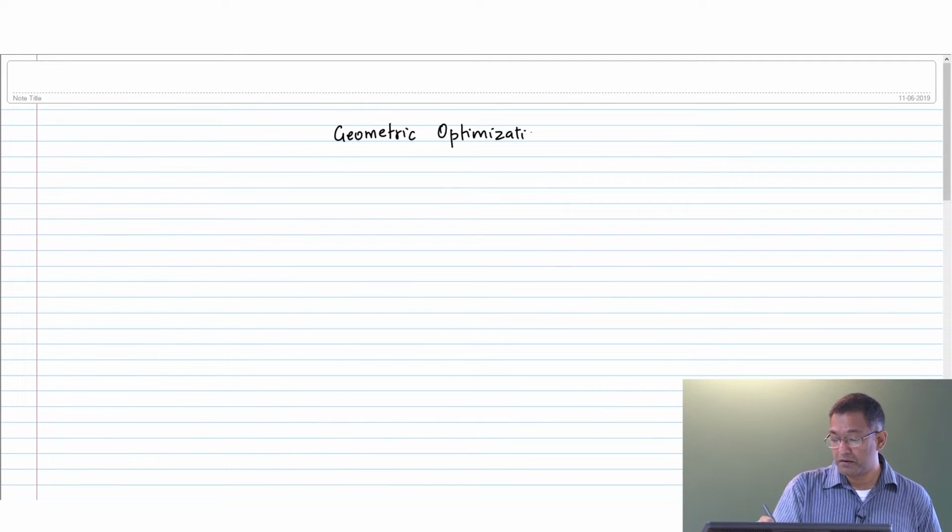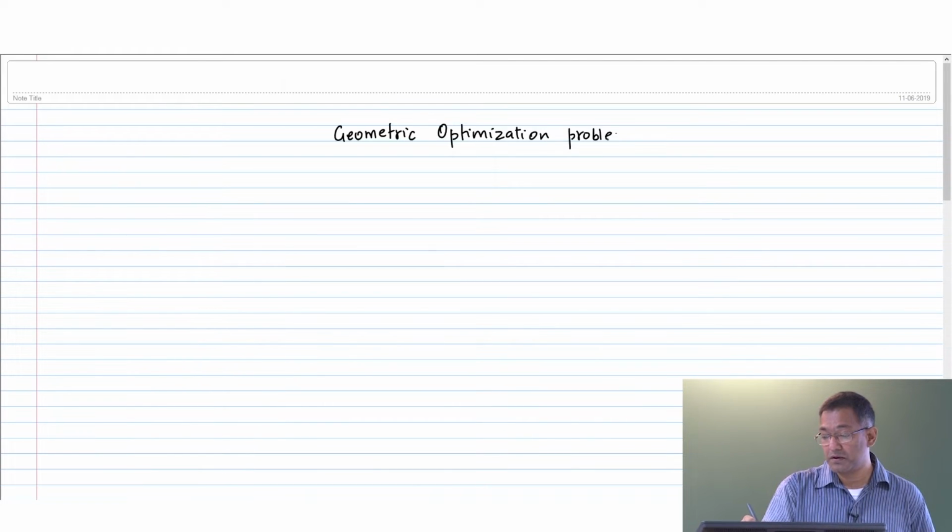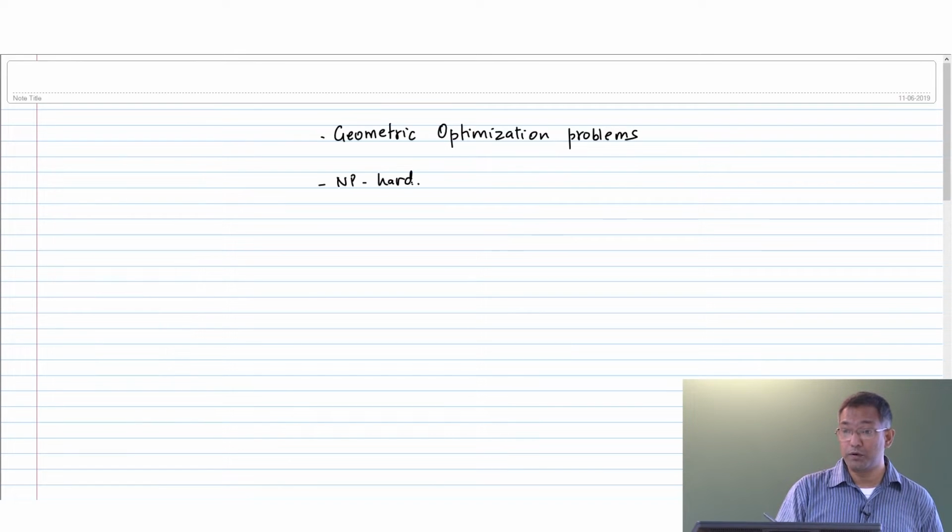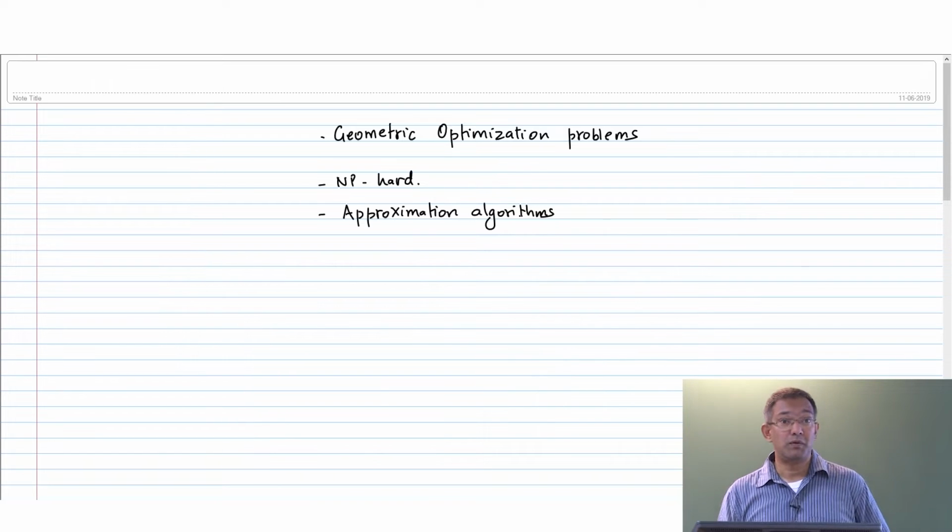So, the plan for these lectures: I am going to start with, the goal is going to look at geometric optimization problems. These problems are typically NP hard, and so what we are going to look for is good approximation algorithms for these problems.